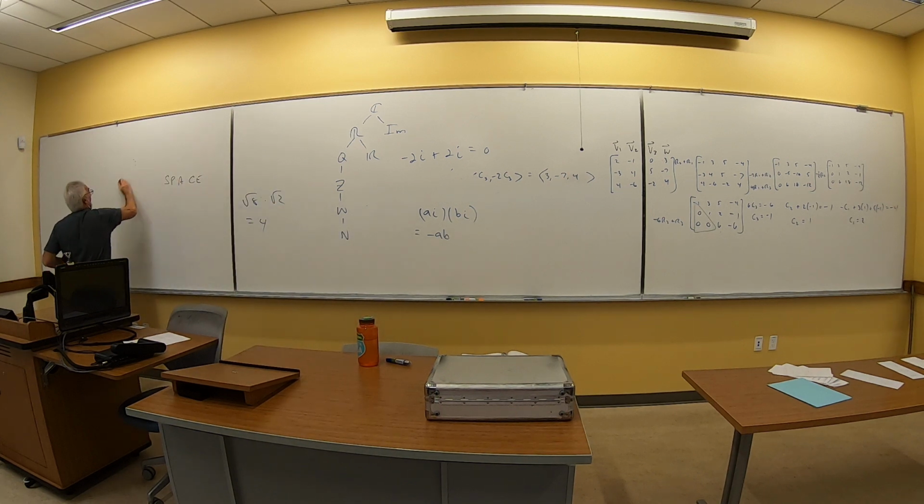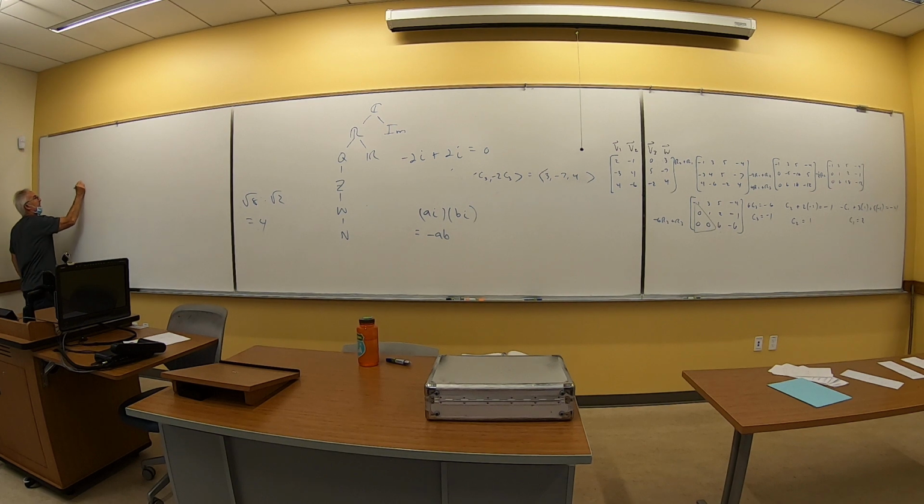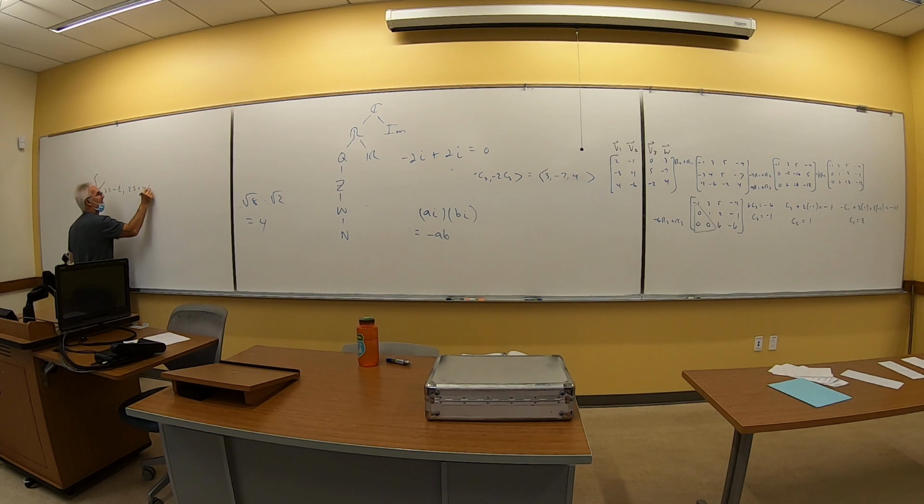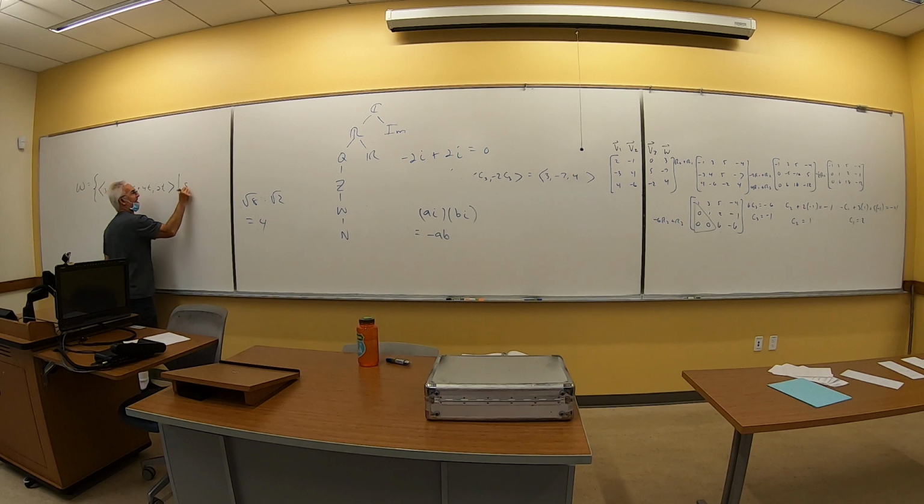Now, let's say, for example, I'm going to start with something really simple. Let me call W the set of all vectors of the following form: 3s minus t, 2s plus 4t, 2t, such that s and t are real numbers.